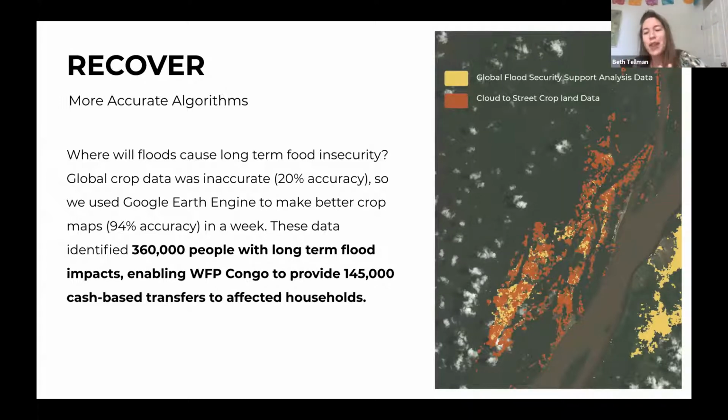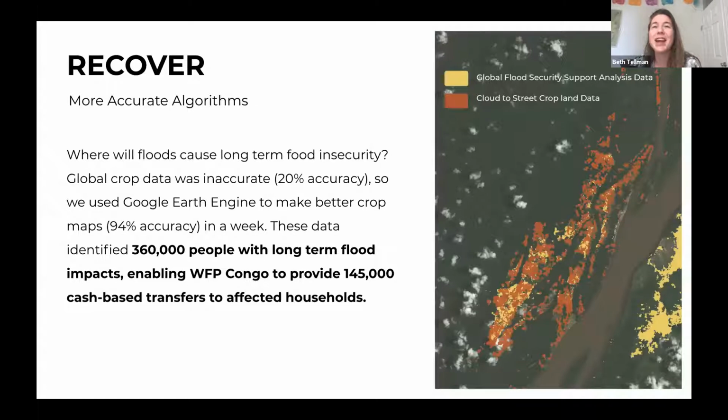When we crossed flood maps with crop maps in Congo to try to answer that question, we found the public data on crop maps was horrible in this region, and there was no way we could provide reliable estimates. So we made our own machine learning based crop map at much higher accuracy to provide better impact assessments and help the World Food Program drive the cash-based transfers to those affected households.